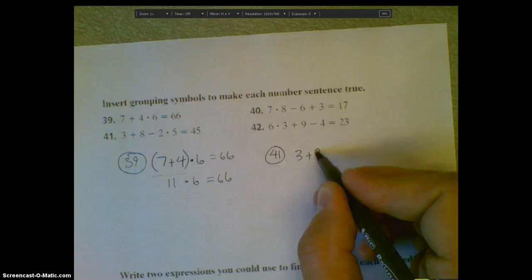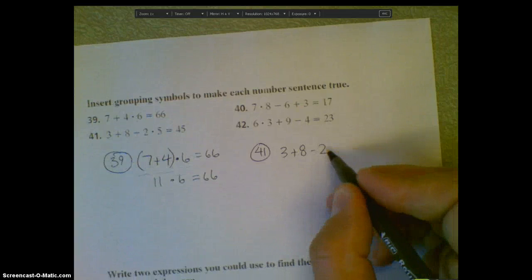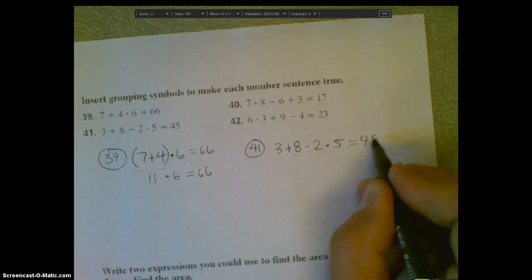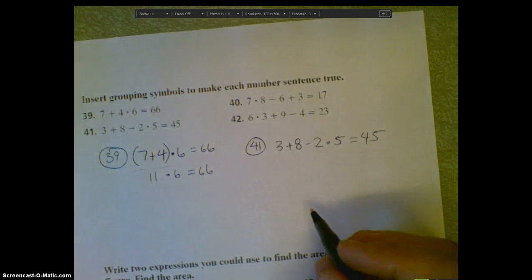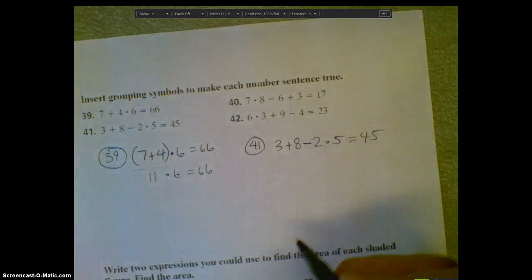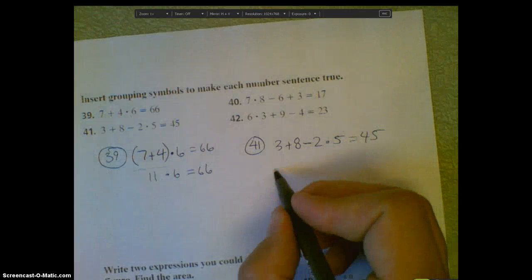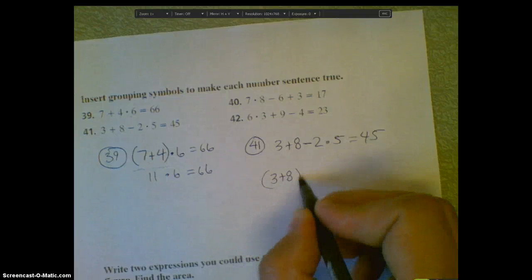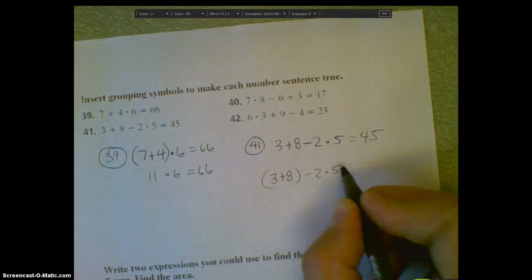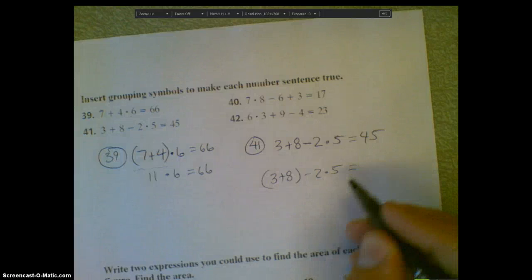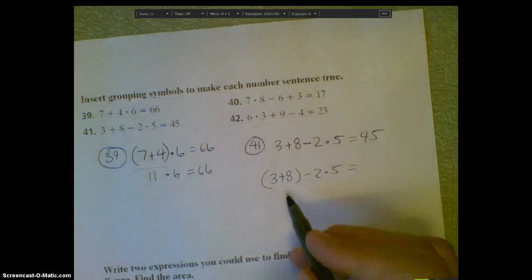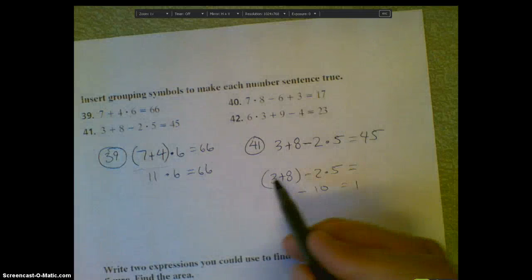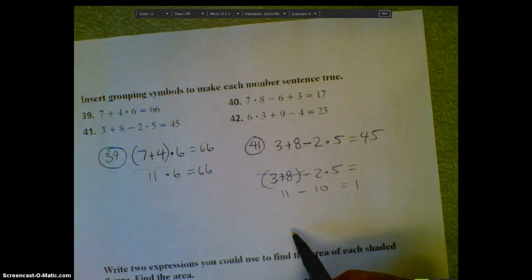3 plus 8 minus 2 times 5 equals 45. I'm just going to start putting parentheses in places and seeing if it works. What if I do 3 plus 8 minus 2 times 5? Does that equal 45? That equals, let's see, 3 plus 8 is 11, minus 2 times 5 is 10, that equals 1. So I know that's not where the parentheses go.